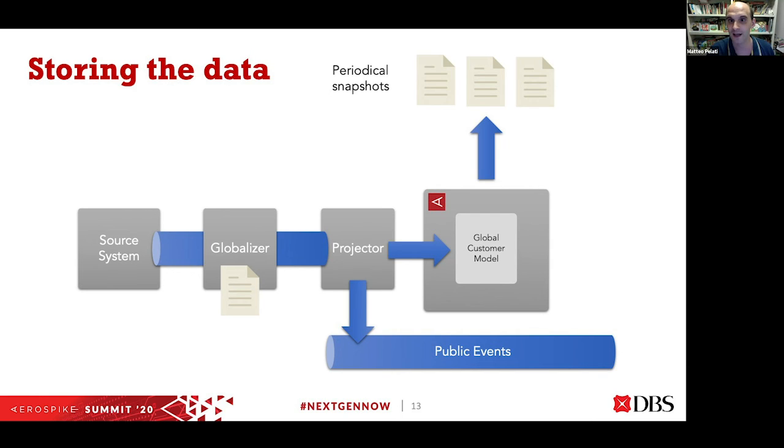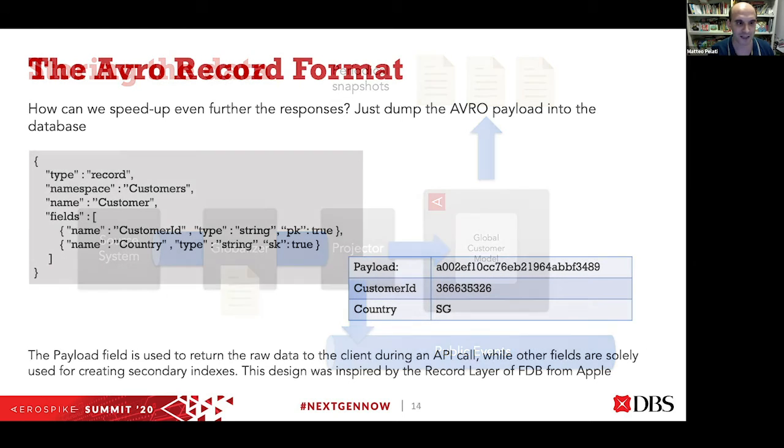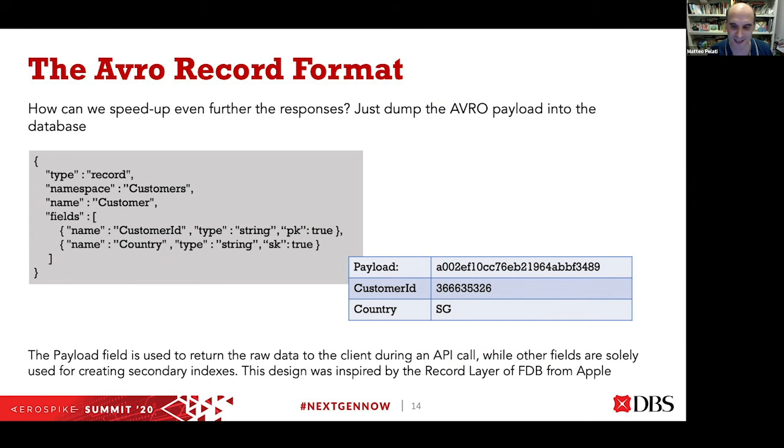But when we dump the data into files, we transform this Avro payload into Parquet or Carbon format. And Avro also gives us the ability to ease this transformation, because both formats have a fixed schema. Now this is an example of how we store Avro inside Aerospike.